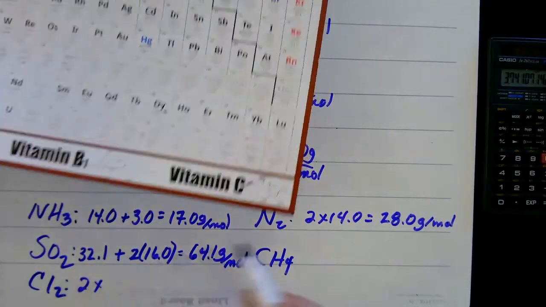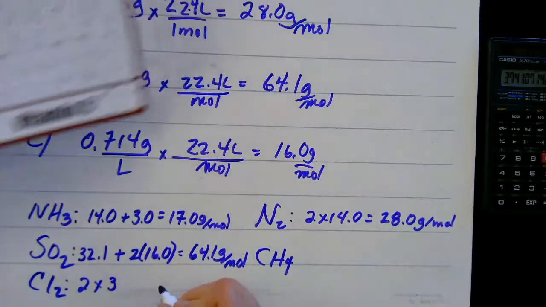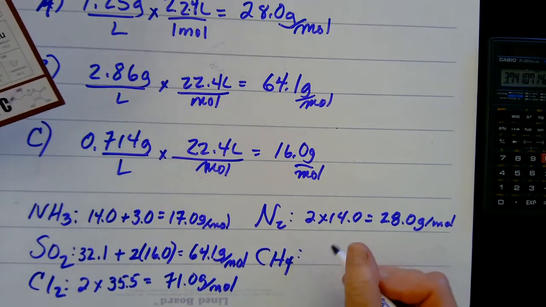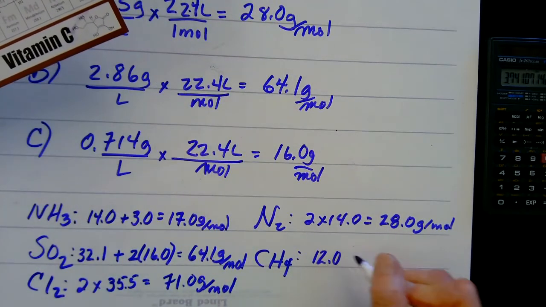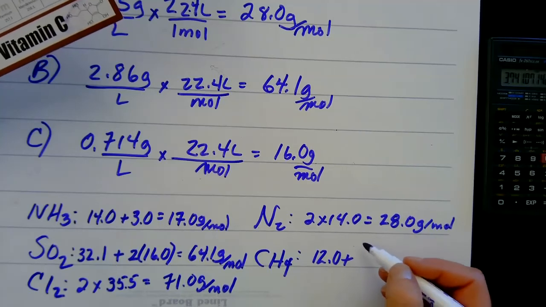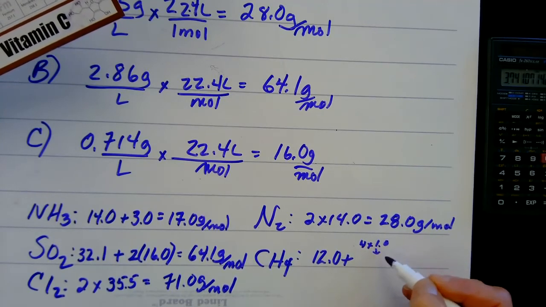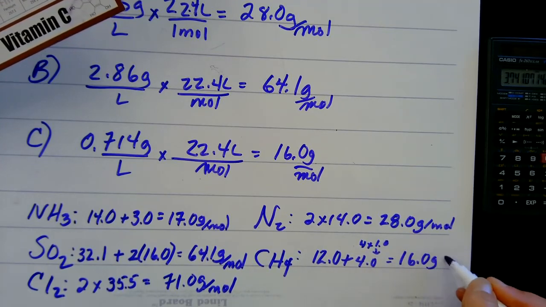For Cl2, we take 2 times the mass of chlorine, which is 35.5. So 2 times 35.5 gives us 71.0 grams per mole for Cl2. And then the last one, methane: carbon is 12.0 grams per mole. We add to that 4 times hydrogen's 1.0, so 4 times 1.0 gives us 4.0. So that is 16.0 grams per mole.